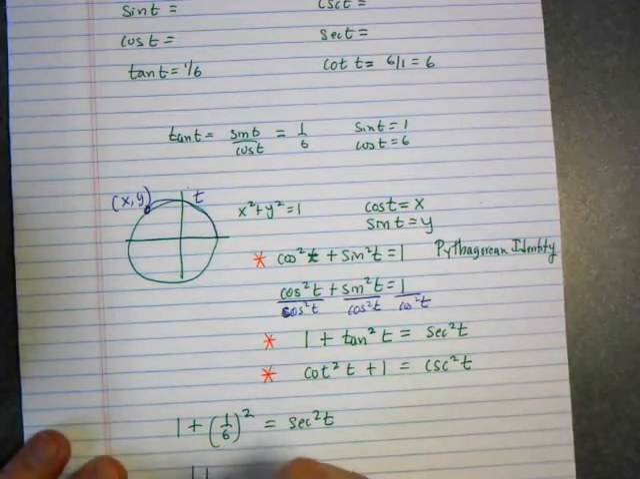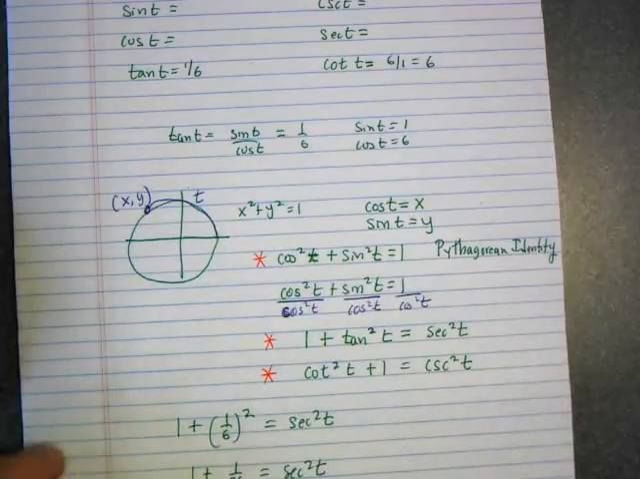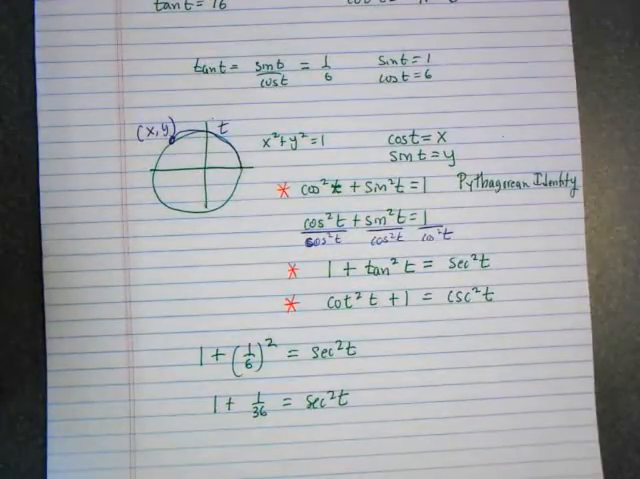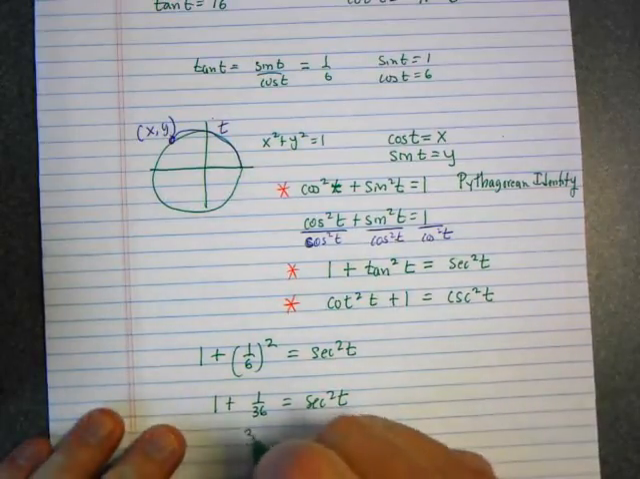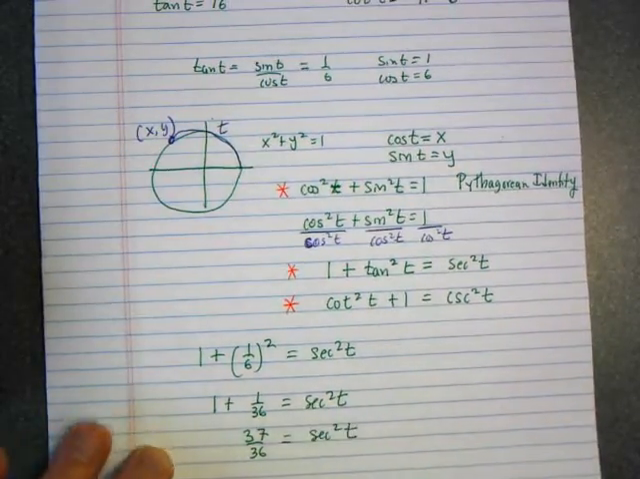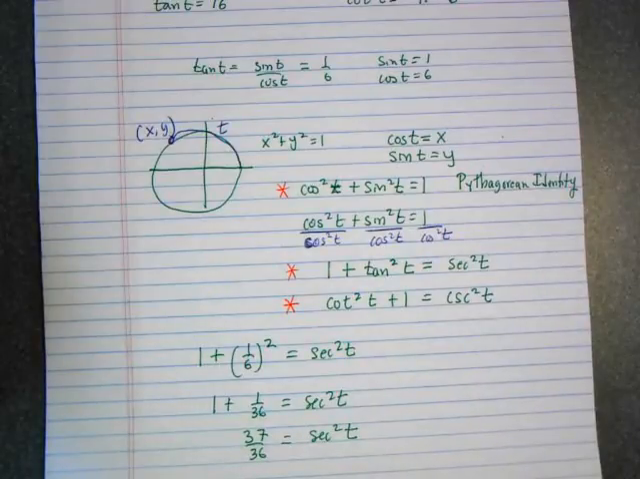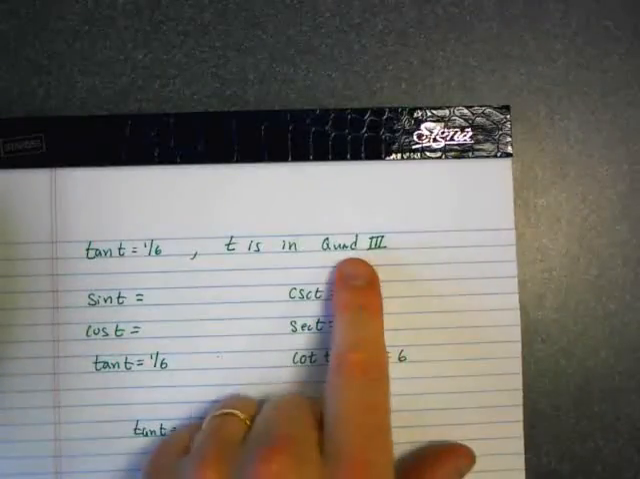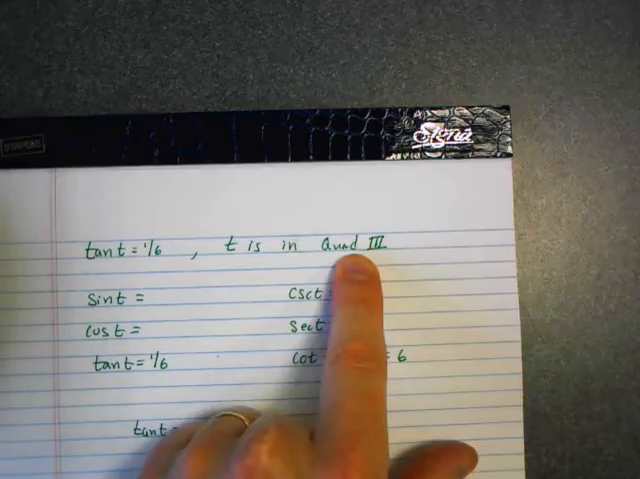So that's 1 plus 1 over 36 equals secant squared t. What's 1 plus 1 over 36? 37 over 36 equals secant squared t. And then I have to do square roots on both sides. And when I get a square root, I get a positive answer and a negative answer. For this problem, which answer do I want? Do I want the positive one or the negative one? And why do you say you want the negative one? Because way back in the beginning, it told us we were in quadrant 3. And if we're in quadrant 3, secant is negative.